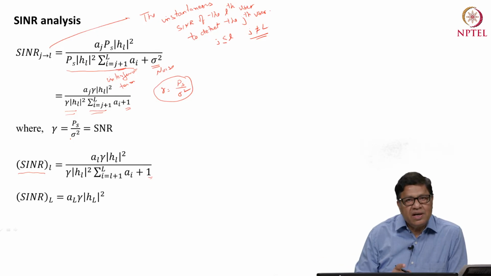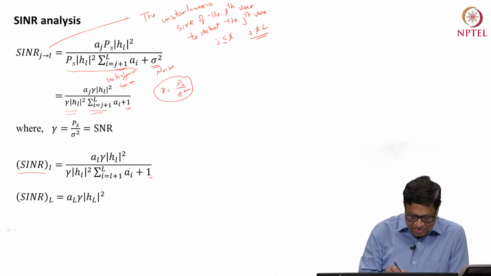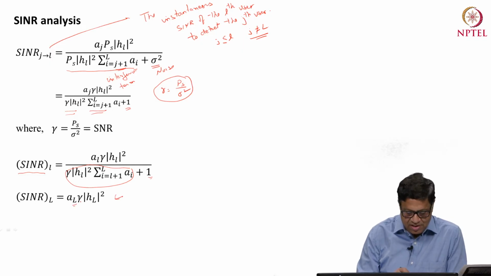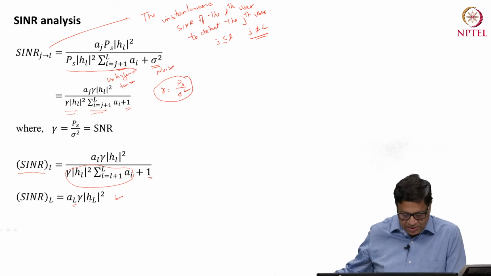And if I see the SNR for the last user, the capital Lth user, where there is no interference, then this term will be 0 for that particular capital Lth user. Then I am left with A_L, this is for the capital Lth user, gamma |H_L| square.